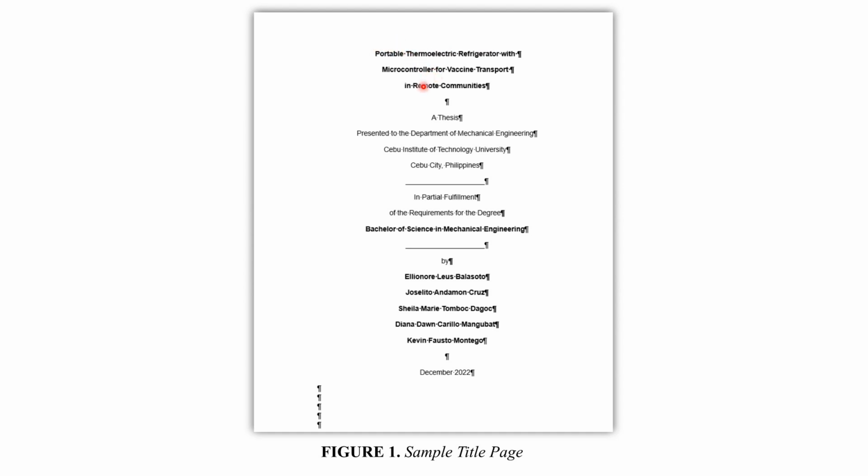And 3 spaces below that is where you start the statement of submission. And then you have the course, the major of the researchers, and then the researchers arranged in alphabetical order on the surname. And finally, the date of submission or the date where your grade is encoded.